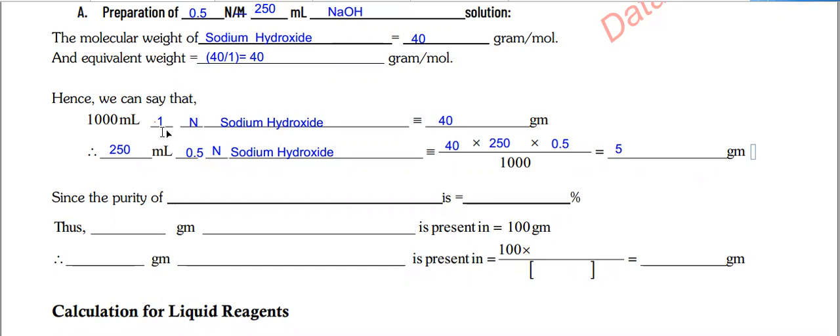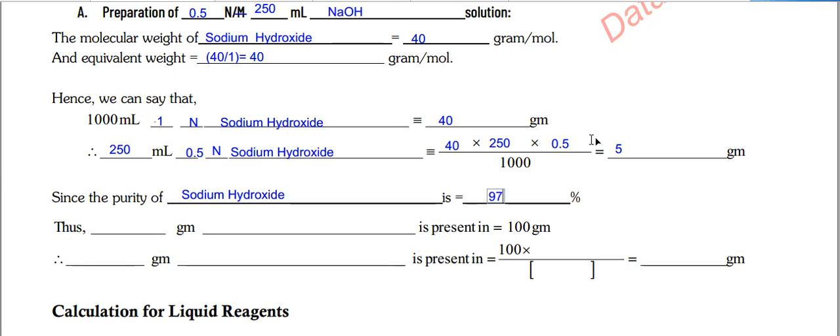But there is a problem. The problem is that the sodium hydroxide is not 100% pure. It has a definite purity. The purity of the sodium hydroxide has been given on the jar or the container of the sodium hydroxide, and on the jar it has been written that the purity of sodium hydroxide is 97%.